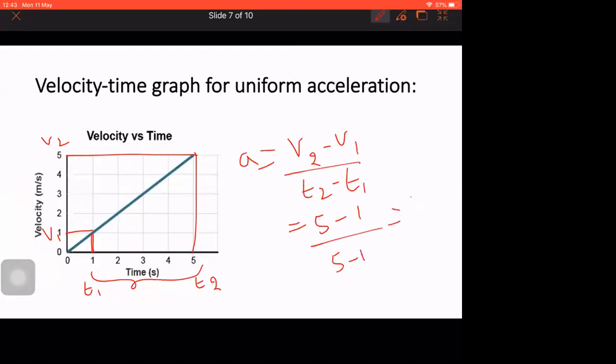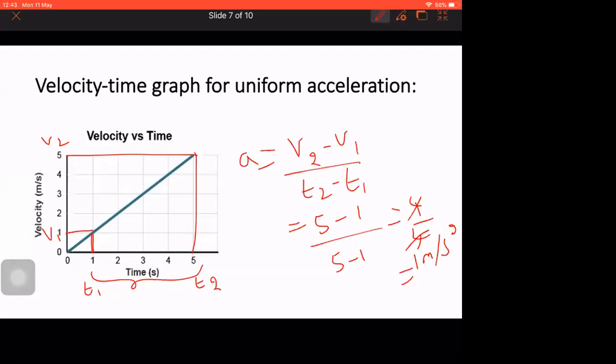Ma'am, why do you have to do that much when it is uniform acceleration? But we have to check it, no? Proof. Still 1. So, whatever you take, the acceleration will be 1 meter per second square. If the exam gives it, you do not need to calculate.